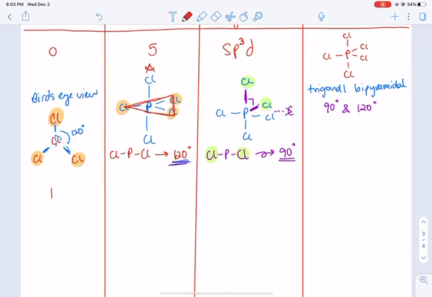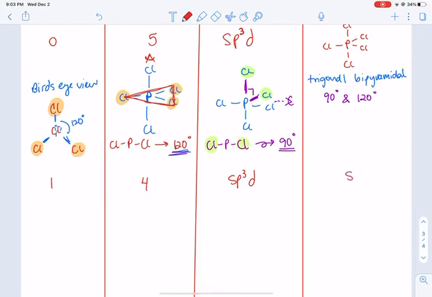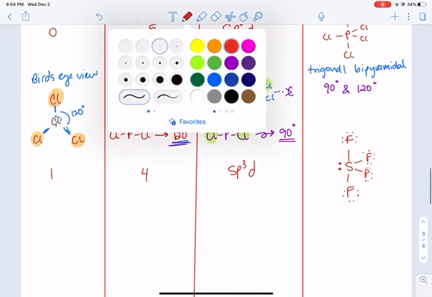So let's say we have one lone pair and 4 bonds. This is still sp3d, and an example of this would be SF4. So we have S, F, F, F, F. Again, the lone pairs on the F's. I'll draw it this time because I'm feeling like doing that. And then we've got a lone pair here.